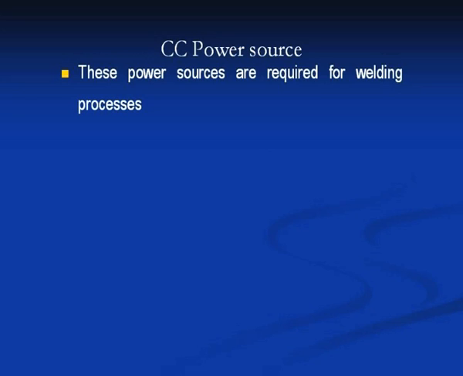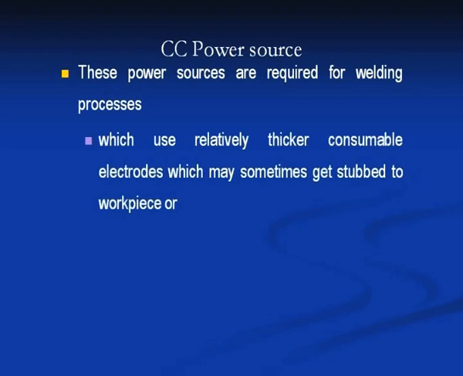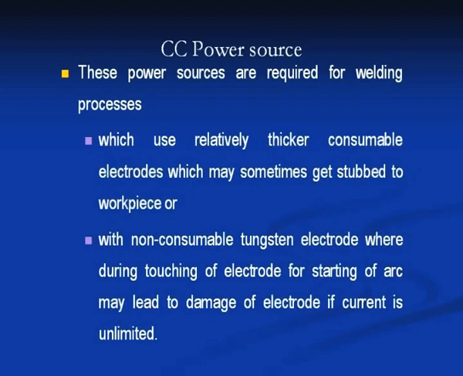And these power sources are required for those welding processes where there is a possibility of significant change in arc length, and also where thicker consumable electrodes are used, which may sometimes get stubbed to the workpiece. These welding power sources are also used with the non-consumable GTA arc welding processes, so that touching the electrode for starting the arc will not damage the power source because of unlimited delivery of current.